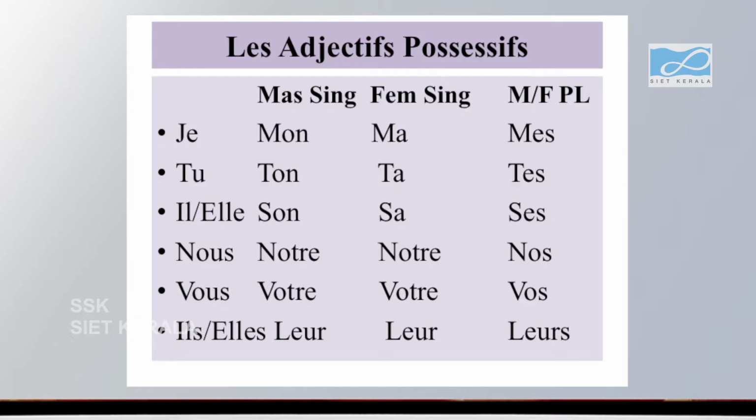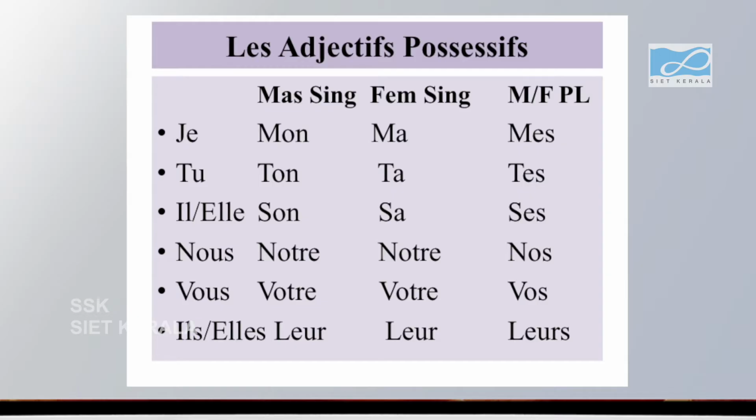So corresponding to il or elle, you get son, sa and ses. Corresponding to nous, you get notre, masculine and feminine, it's the same, and the plural becomes nos. Corresponding to vous, we get votre, again votre, and then vos. For ils or elles, it becomes leur, and the plural form pronunciation is leur, but we have another s.